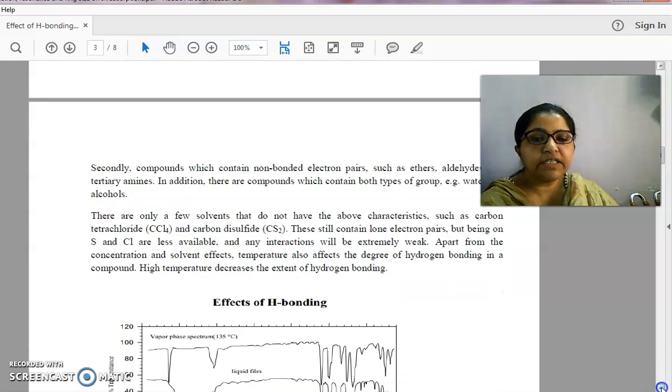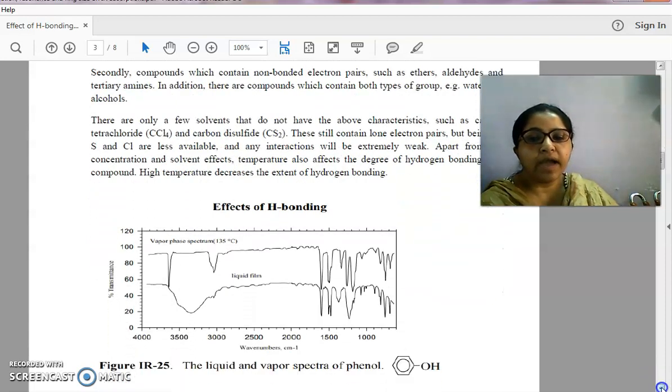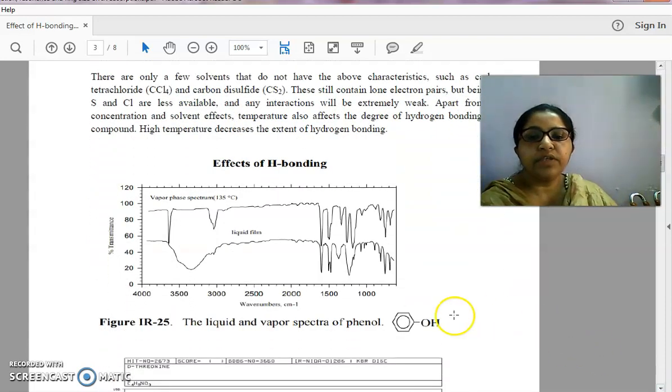So let us see some graphs, or IR spectra. We have taken the IR spectrum of phenol. Here it has been taken in the vapor phase and here in the liquid phase. In the vapor phase it is a sharp peak, whereas in the liquid phase it is a rounded peak, or a broad peak.